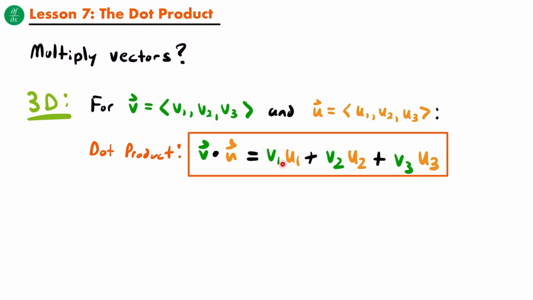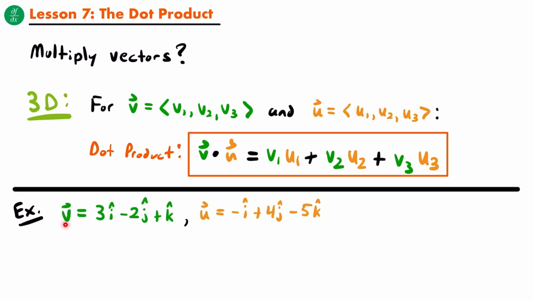We still multiply the x components and add it to the multiplication of the y components. We just add on v3 times u3, and the result of the dot product is still a scalar value. The dot product will never give you a vector, whether that's in 2D or in 3D, you will always get a scalar. Okay, so let's take a look at an example.